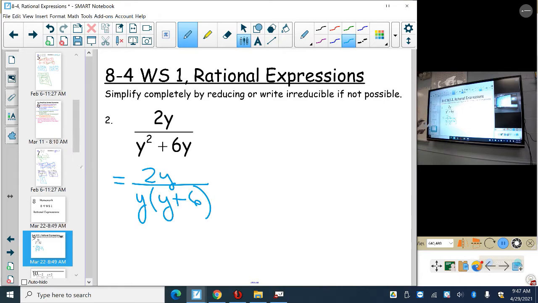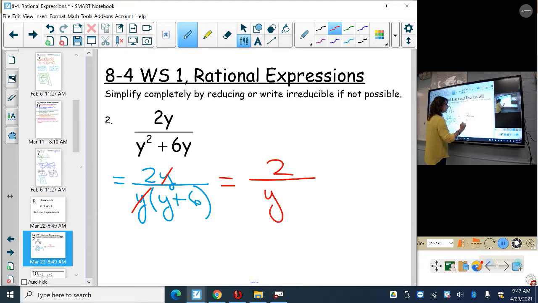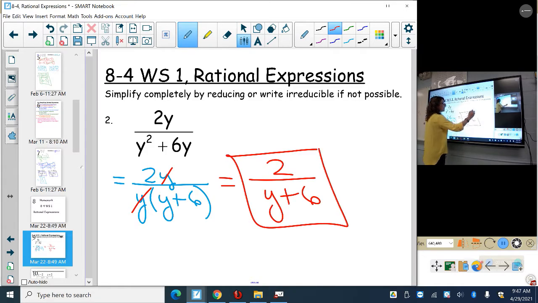Okay, so the next thing that I need to do is go ahead and say, okay, simplify. Do I have a 2 or a multiple of 2 in the denominator? I do not. I do have a y in both of them, so what's left is going to be a 2 over a y plus 6. I cannot go any further, and that is done.